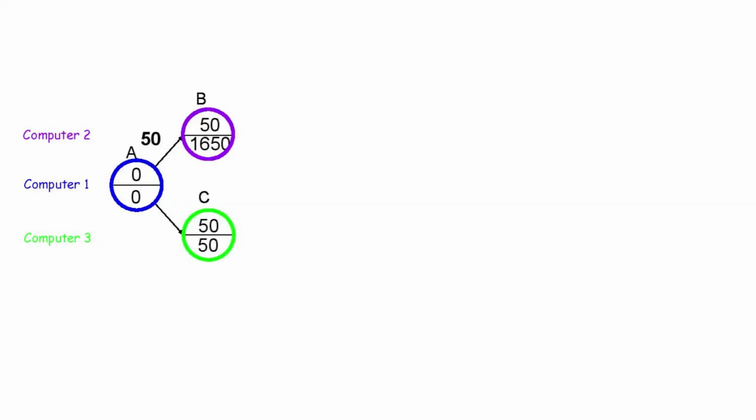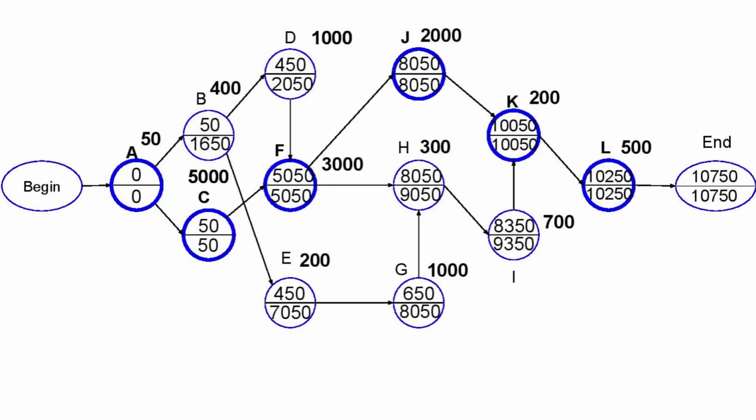Take tasks B and C, for example. Task C has to start by time 50 to not waste any time. Task B, meanwhile, does not need to start until time 1650. This means computer 2 can perform a different task until time 1650. When you follow the critical path, there will be a lot of available flex time, such as this.